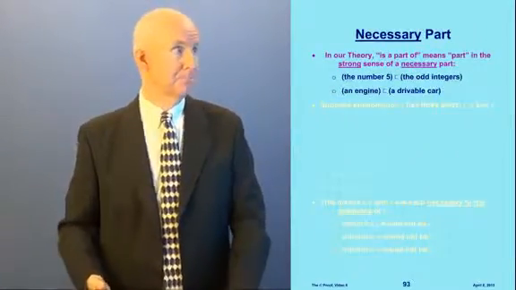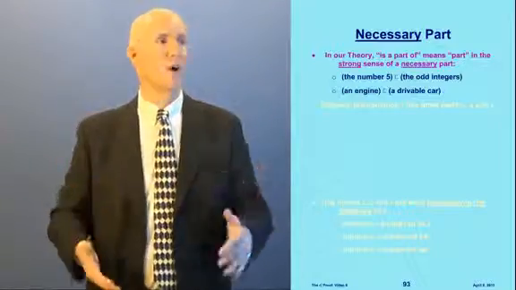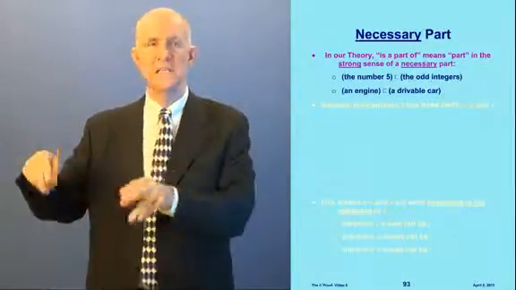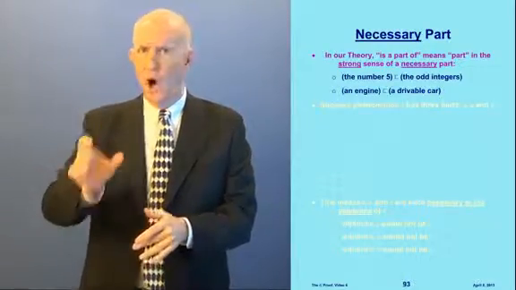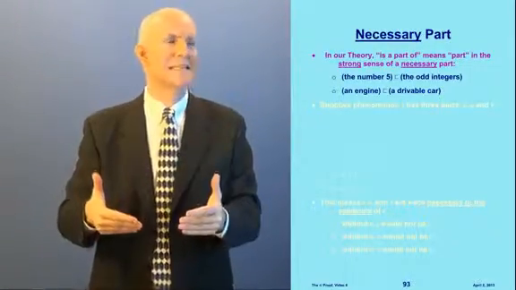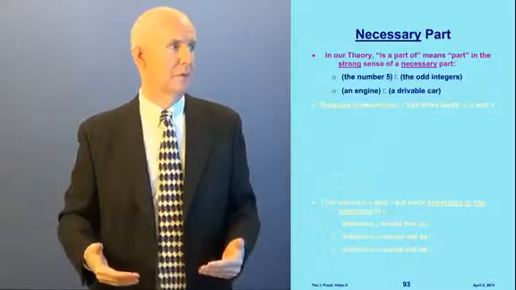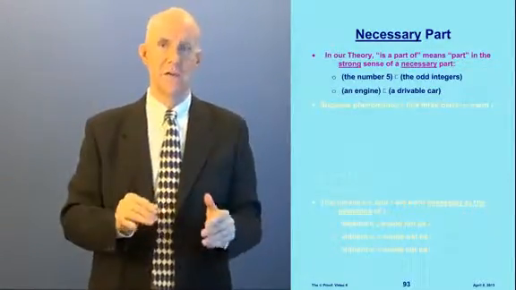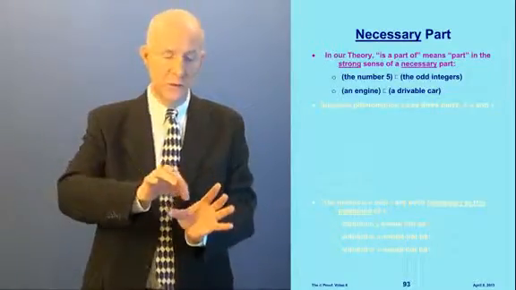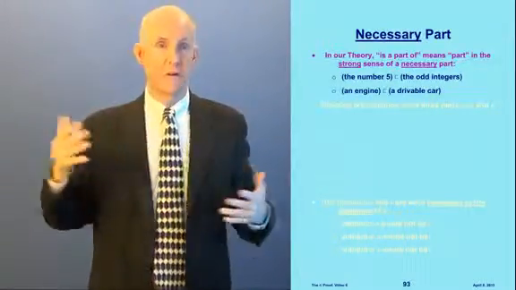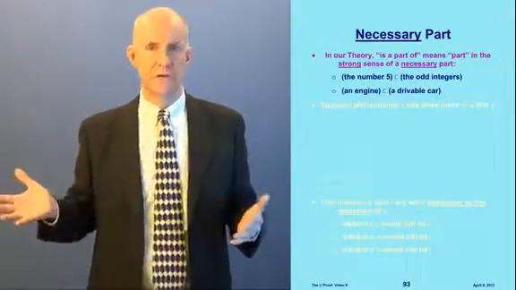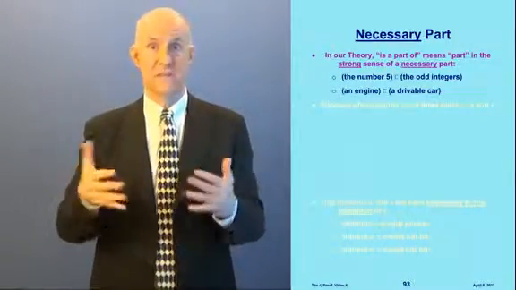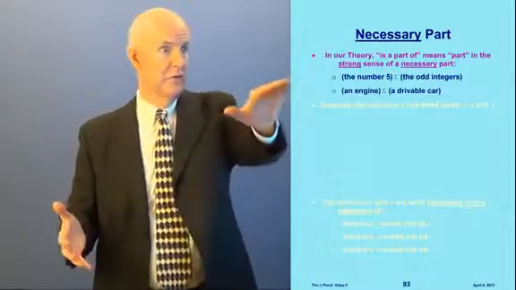Okay? Now, when we say part of, we mean necessary part. In our theory, is a part of means part in the strong sense of a necessary part. In other words, like this. The number 5 is a part of the odd integers. If you remove the number 5 from the odd integers, you don't have the odd integers anymore. If you take the odd integers without 5, it's not the odd integers, it's something else.